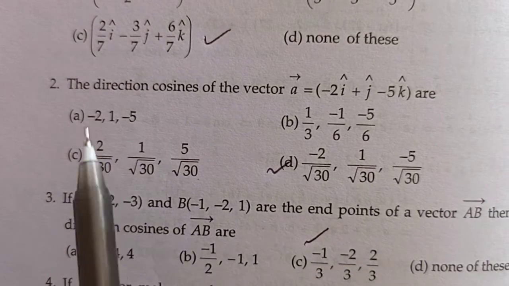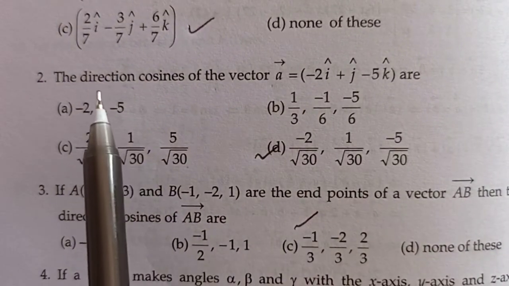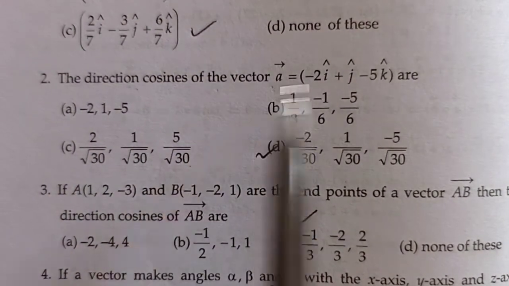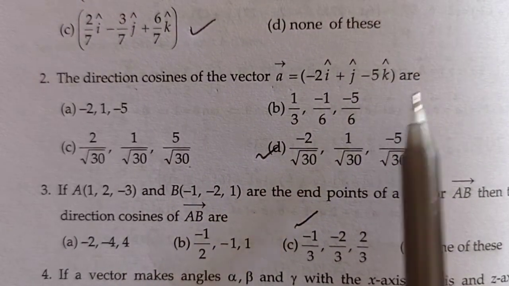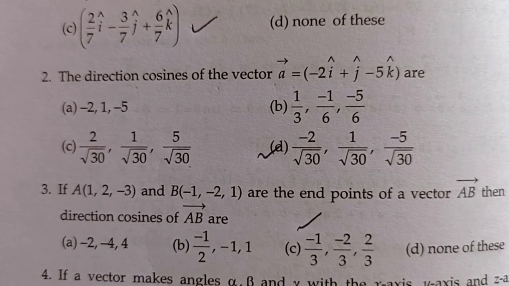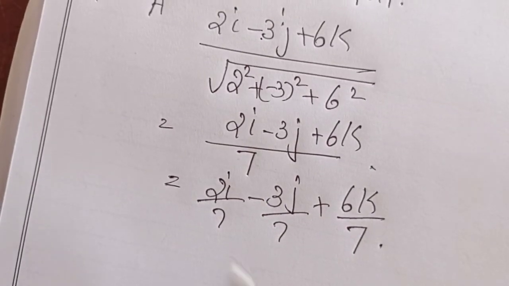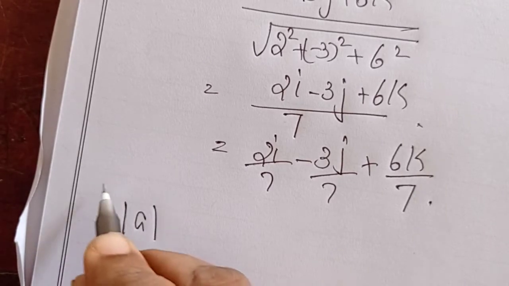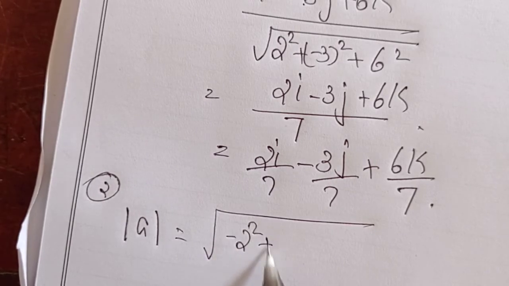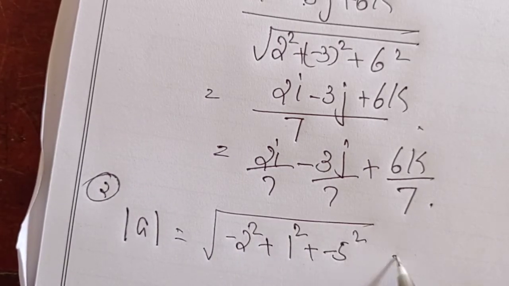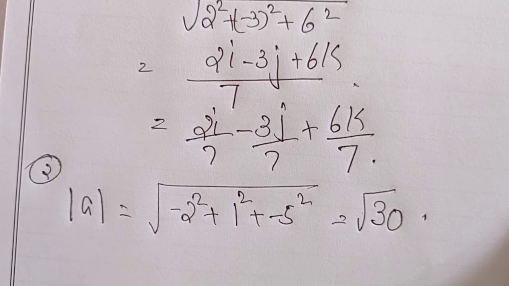Then the second problem is the direction cosine of the vector. All of you copy the question from this board. The direction cosine of the vector A equal to minus 2i plus j minus 5k are. Write the answer. How can you find the modulus of this vector? Second question answer. The modulus of the vector is root of minus 2 square plus 1 square plus minus 5 square. That is equal to root 30.